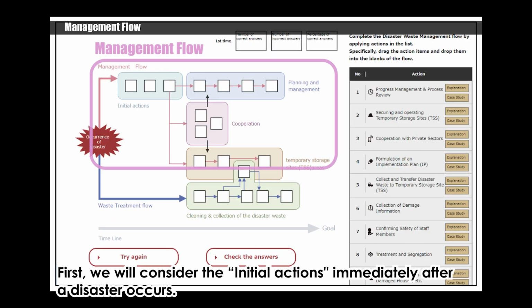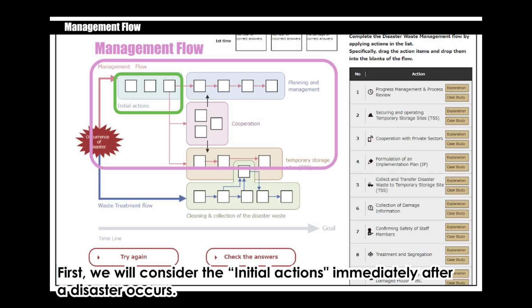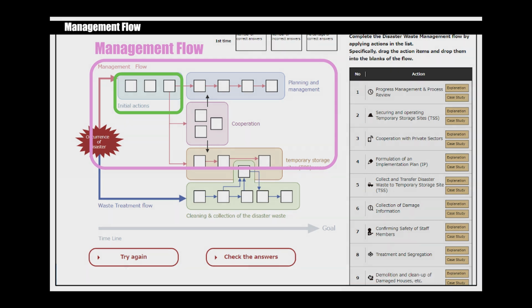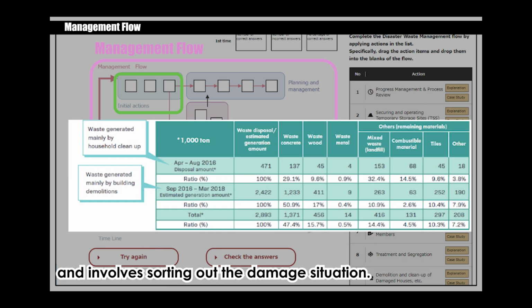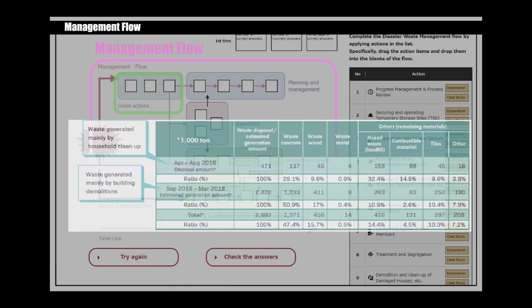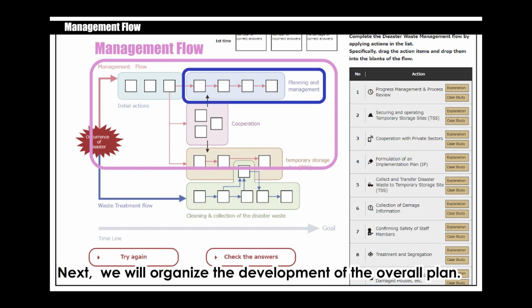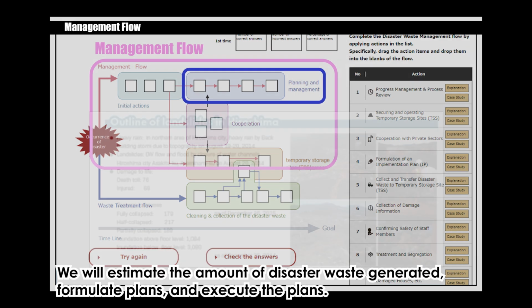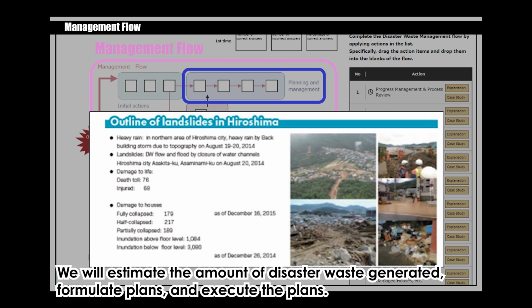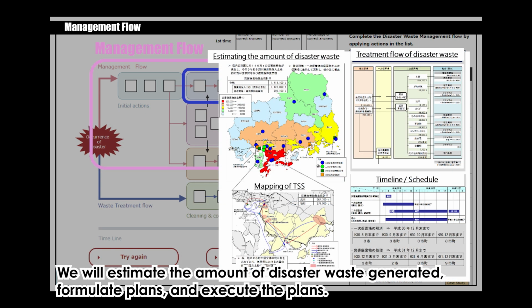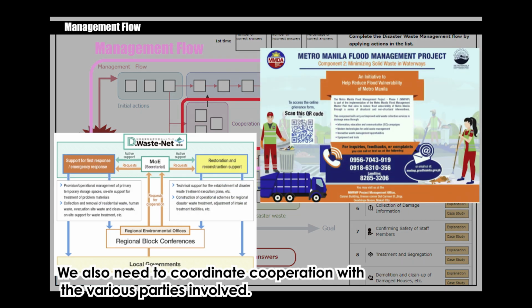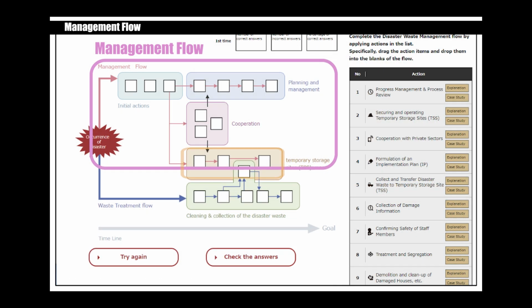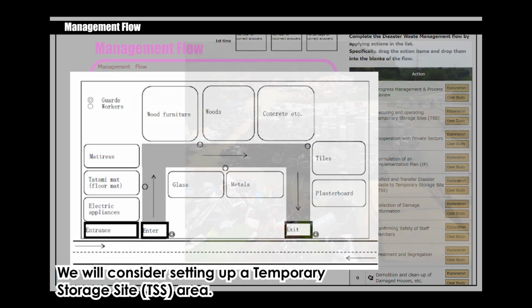Management flow. First, we will consider the initial actions immediately after a disaster occurs. Initial response is the preliminary stage of disaster waste countermeasures and involves sorting out the damage situation. Next, we will organize the development of the overall plan. We will estimate the amount of disaster waste generated, formulate plans, and execute the plans. We also need to coordinate cooperation with the various parties involved. We will consider setting up a temporary storage site, TSS area.